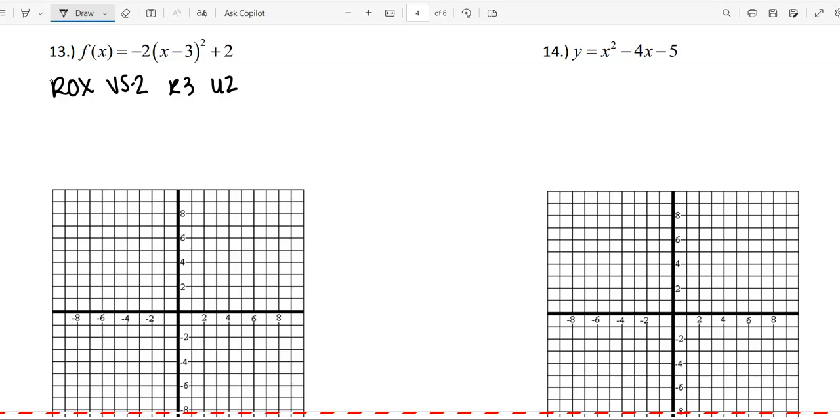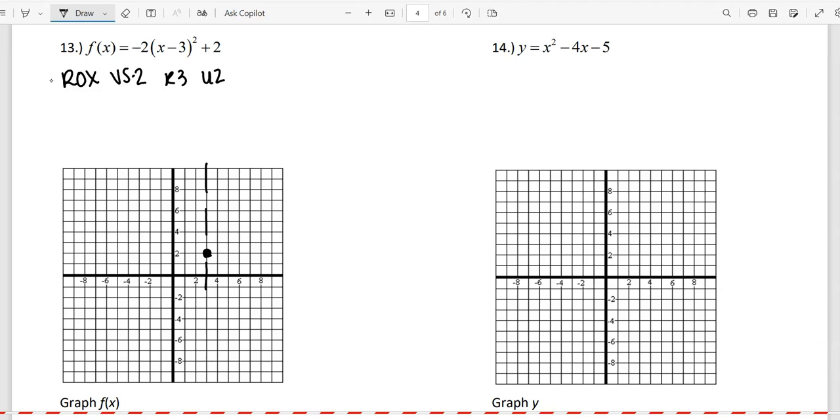So we've got right 3, up 2 will be our vertex. And we've got our axis of symmetry running through those. And then I'll do 1, 1. 1, 1 reflected over the x would be 1, negative 1. Vertical stretch times 2 is 1, negative 2. Right 3 is 4, negative 2. And then up 2 gets me 4, 0. So that's one of my x-intercepts.